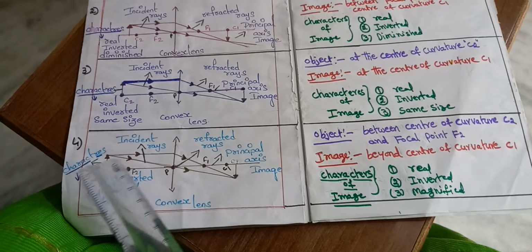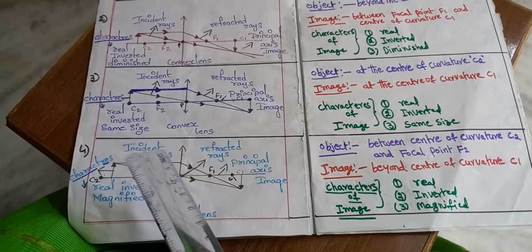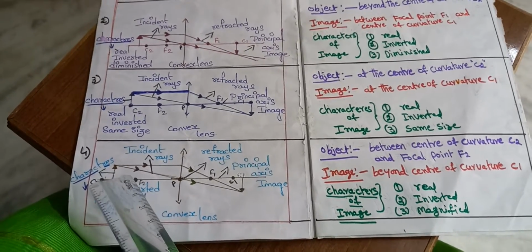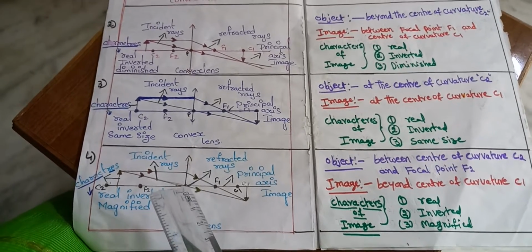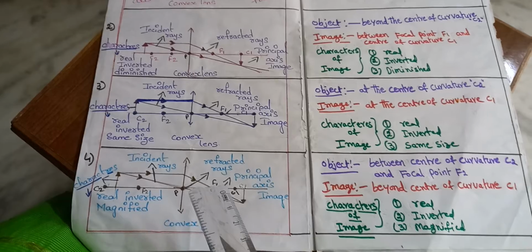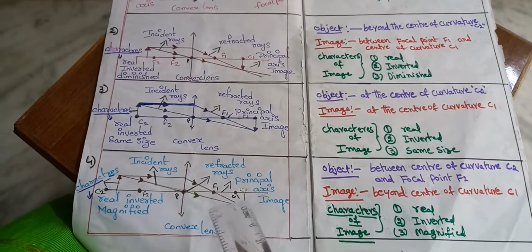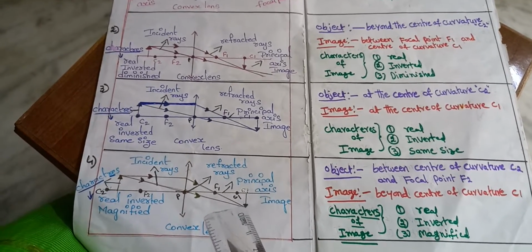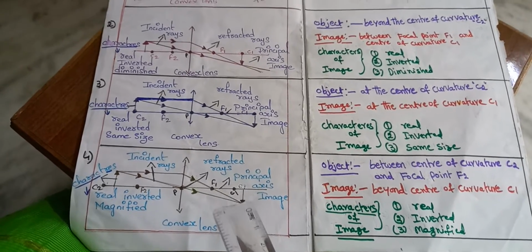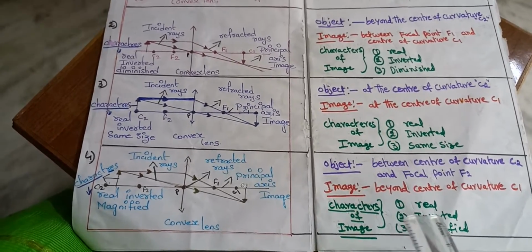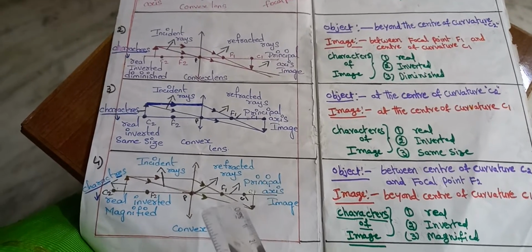F2. So here also we can see the incident rays travel from the object to the convex lens, getting refraction, and the image is formed beyond the center of curvature C1. So the characters of the image are real, inverted and magnified here.